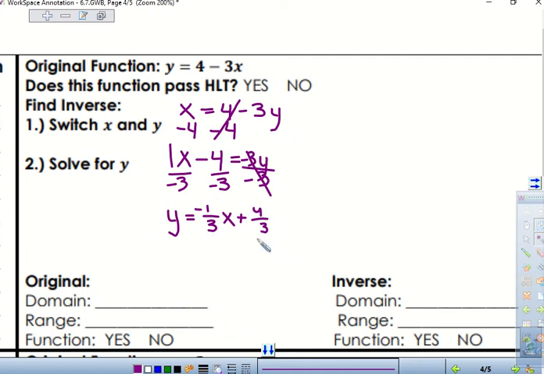So when you go to write the notation for the inverse, since they both are y equals, here's how you denote the difference. You put y, you put this negative 1 on it, and that indicates you're talking about the inverse, okay?